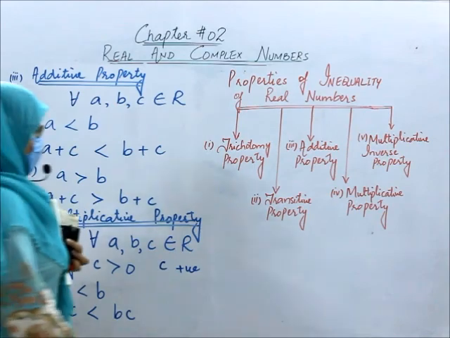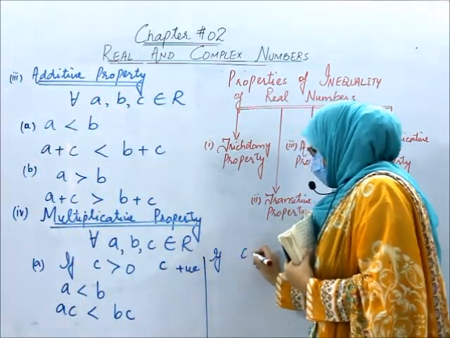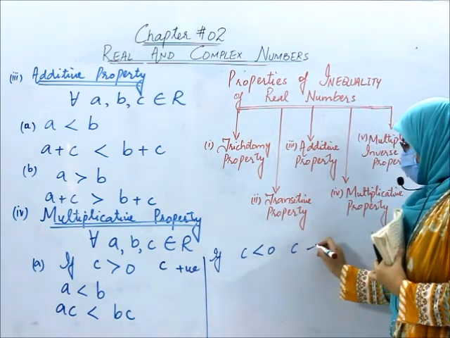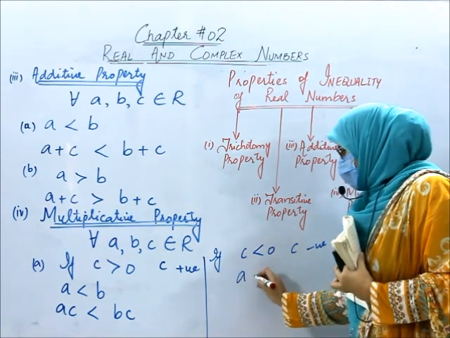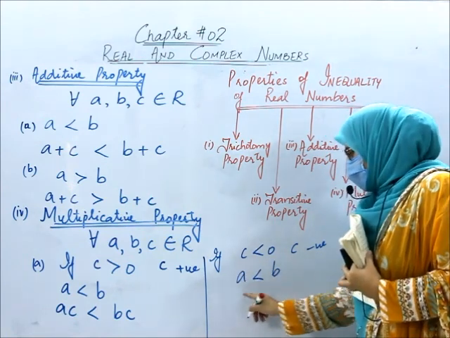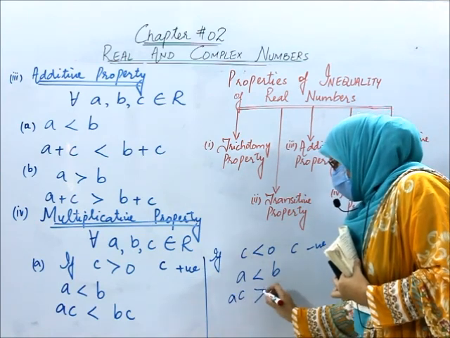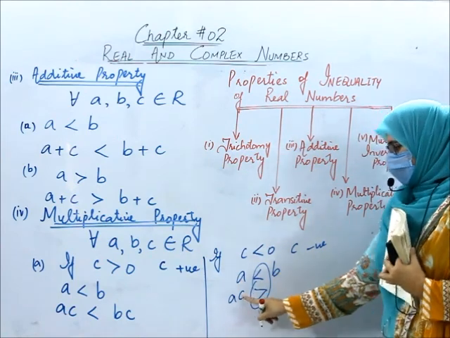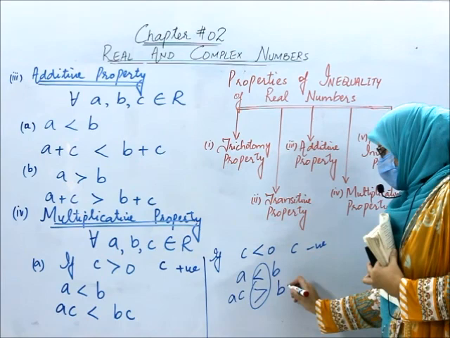But if we multiply a negative number, C less than 0, C is a negative number. If we multiply a negative number on both sides of the inequality, this would change the balance of the inequality. A is less than B, when we multiply a negative number, AC would become greater than BC.